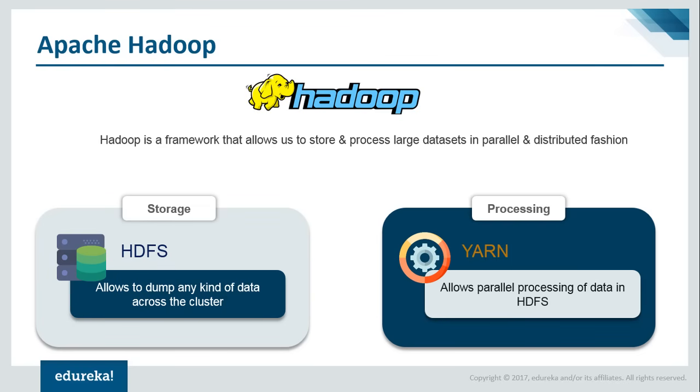All right, then for processing, you have YARN. So YARN stands for yet another resource negotiator, and it allows parallel processing of data in HDFS. So whatever data is stored in your HDFS, it will be processed parallelly, and finally, it will aggregate, and finally you get the aggregated result at the end, of course.